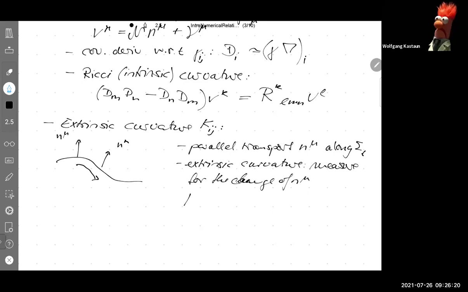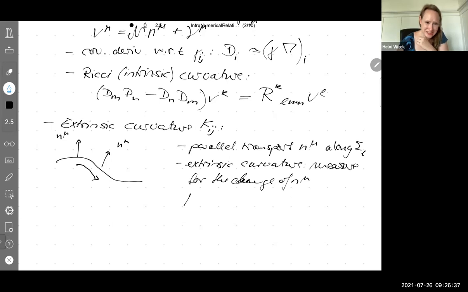A quick question: do you really mean parallel transport here, or isn't it more that you measure the covariant derivative of the normal vector in the direction tangential to this hypersurface? That's what we do, exactly. So this is exactly the definition that I'm writing down now. The extrinsic curvature is precisely that projection of the gradient, the covariant derivative, of the normal vector.